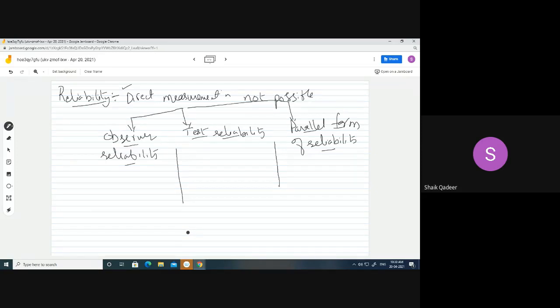Exactly in a similar way, a particular instrument under test or under reliability calculation will be asked to be checked by different experts or different observers, and their opinions are noted, and that can be added in observer reliability. Hope it is clear to everybody.